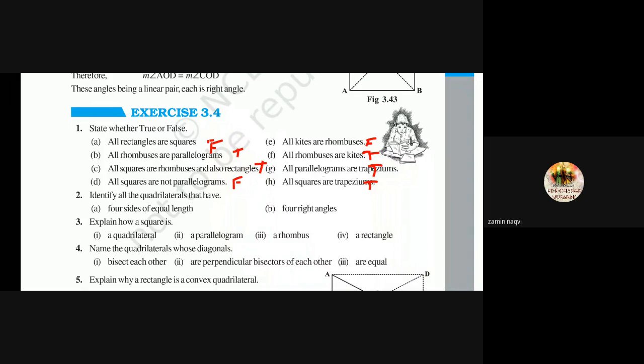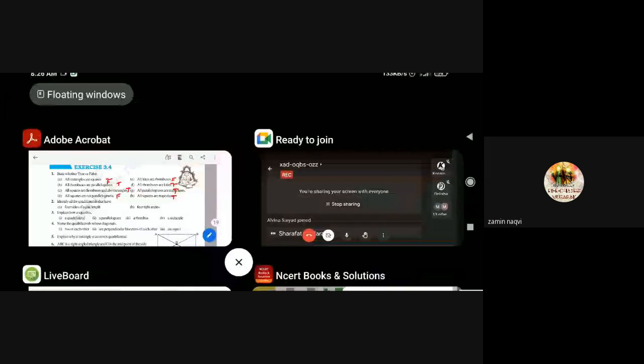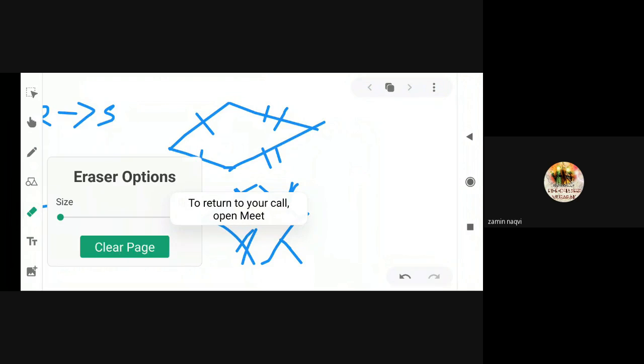Okay, now third question. Explain how a square is a quadrilateral, parallelogram, rhombus, and rectangle. Please see this question in live board. Where is live board? Here. Okay, now we have to explain how square is a trapezium, a quadrilateral, a rectangle, and rhombus.